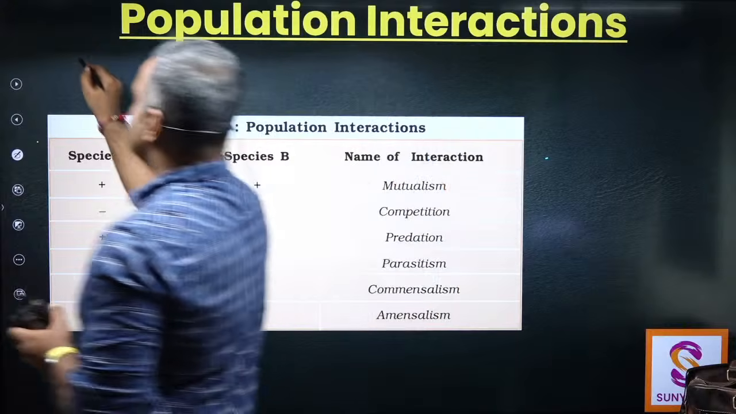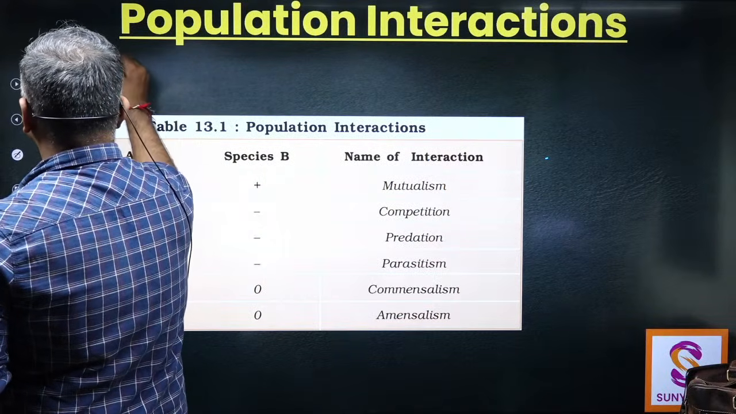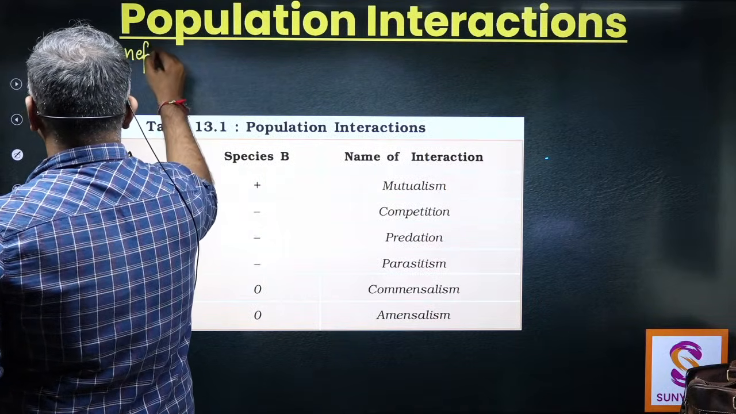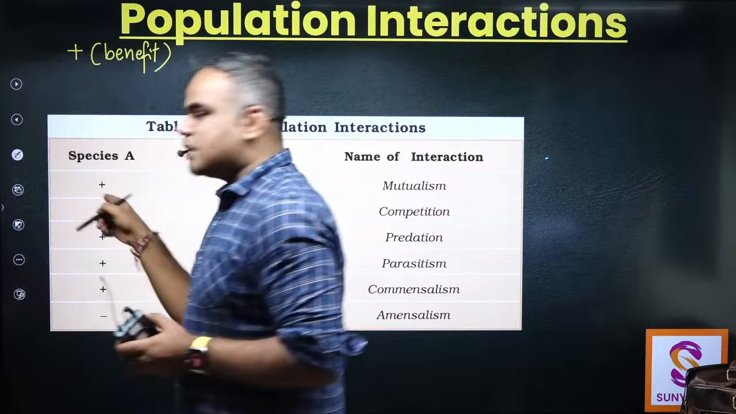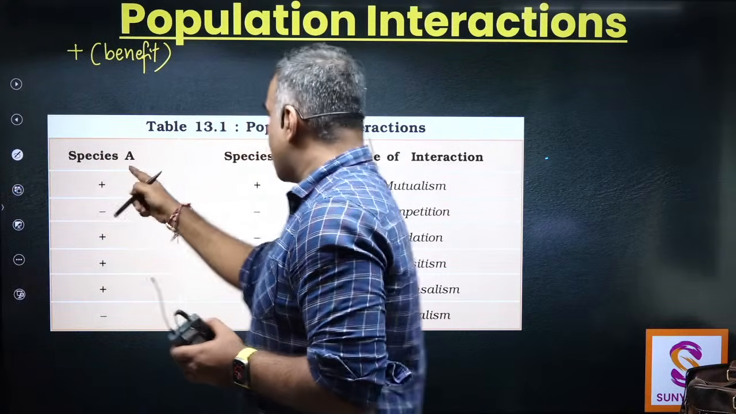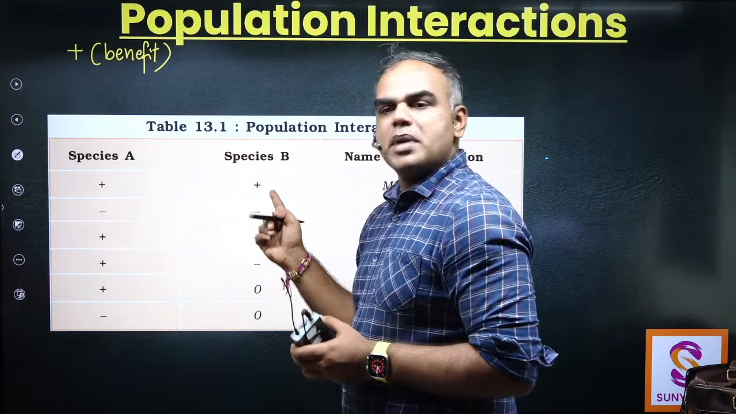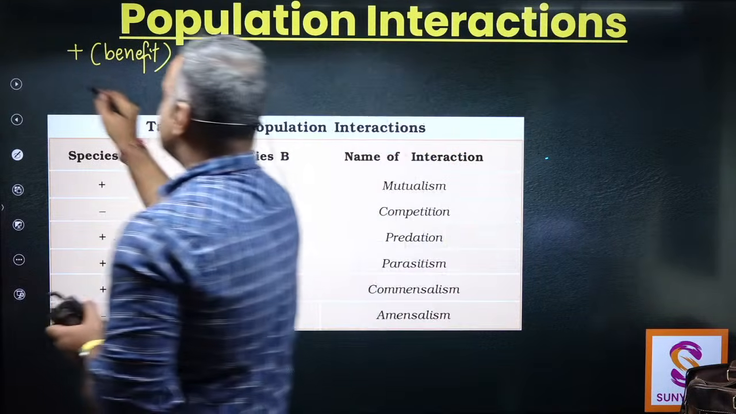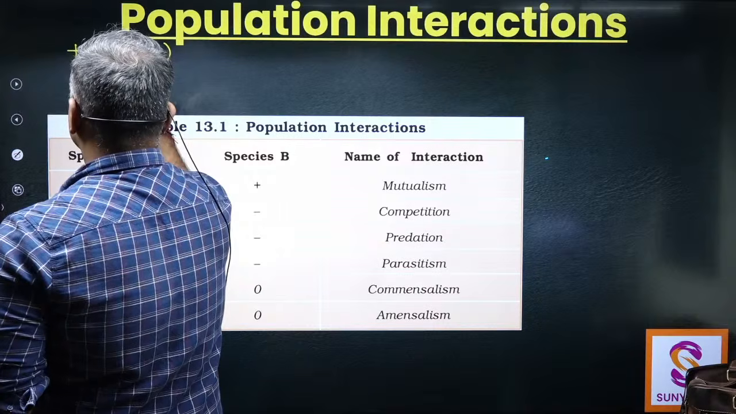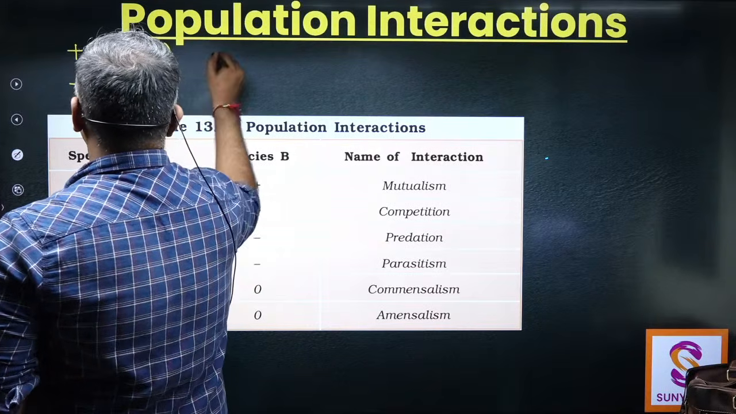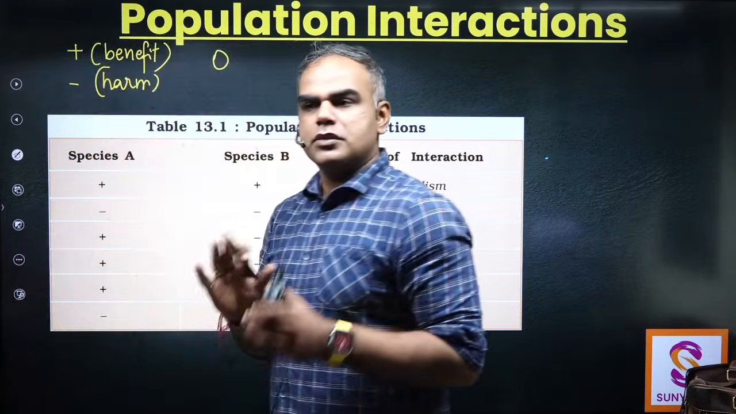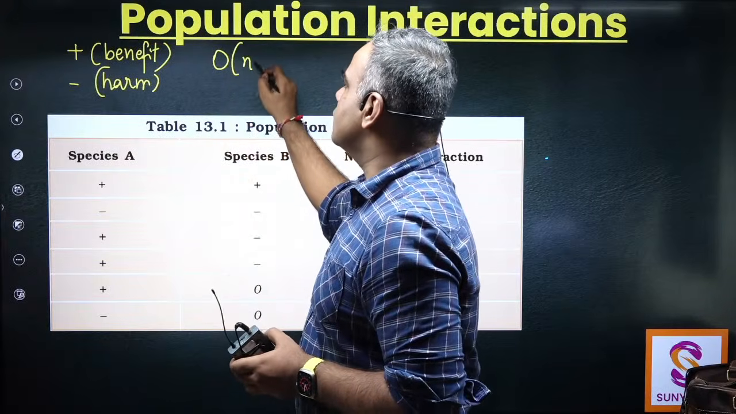Plus means here, what is the meaning of plus? नहीं, प्लस सिर्फ प्लस का मतलब है बेनिफिट है. अगर दोनों में प्लस लिखा है, which means both of them are getting benefited. Fine? Minus means harm. And what does zero mean? Neutral. No effect. Okay? Neutral.